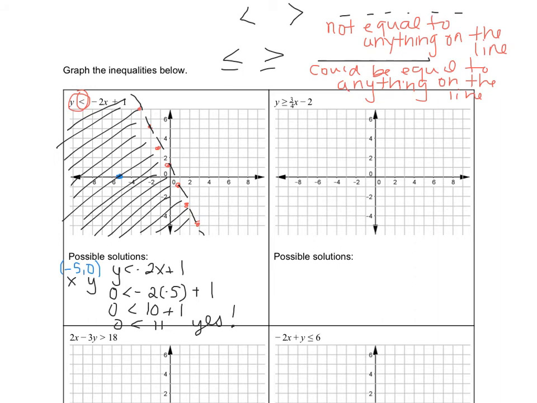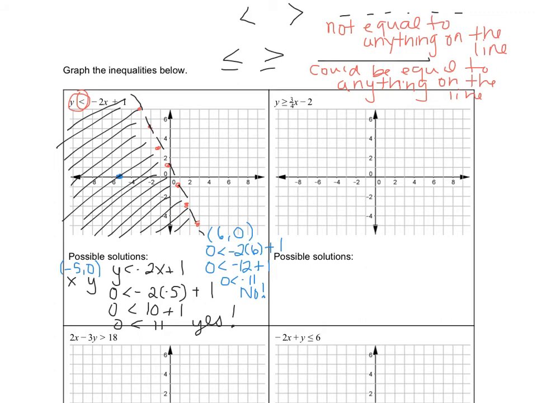Now, I'm going to prove to you that the other side doesn't work. So let's say that I had tested this point out, 6, 0. If I do 6, 0, I'm going to have 0 is less than negative 2 times 6 plus 1. Negative 2 times 6 is negative 12. Negative 12 plus 1 is negative 11. Is 0 less than negative 11? No. So all of this stuff that's on the right-hand side is not a solution.